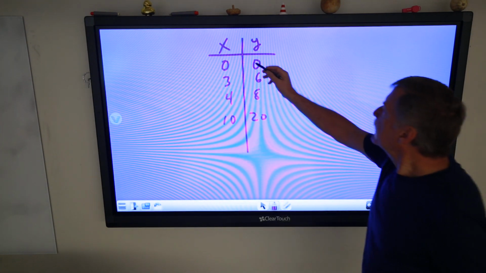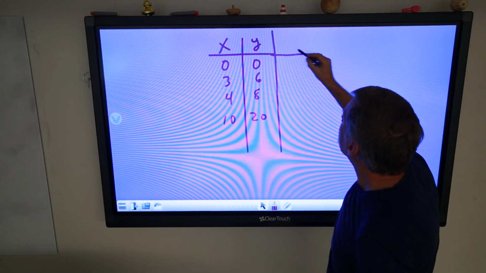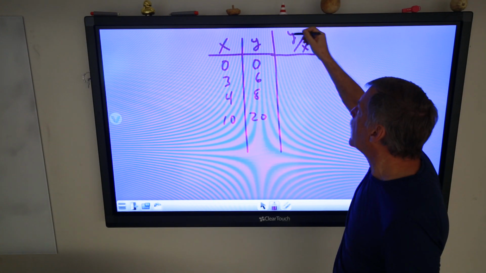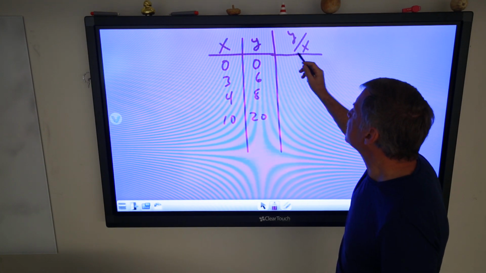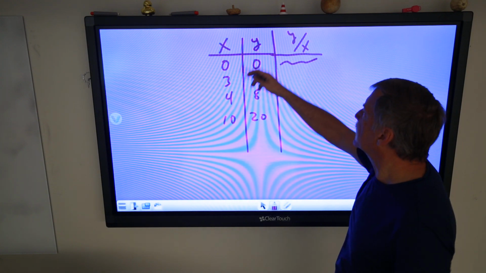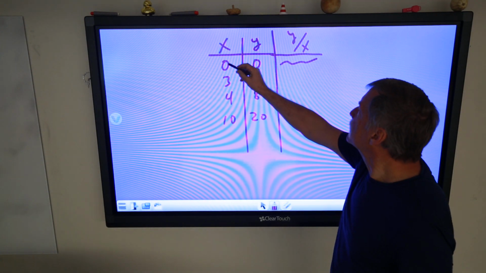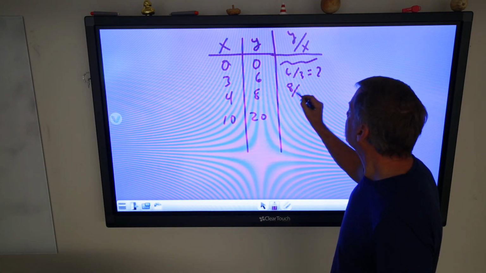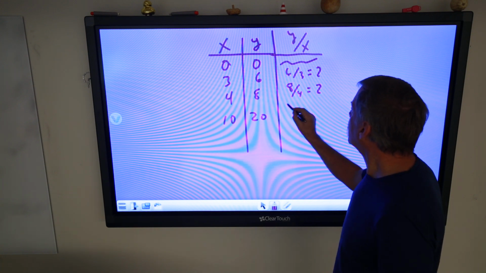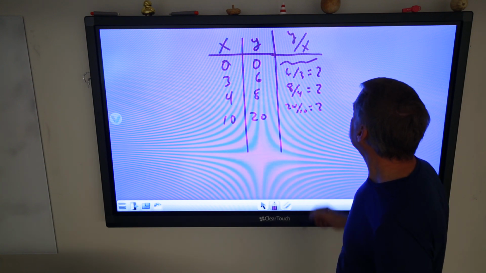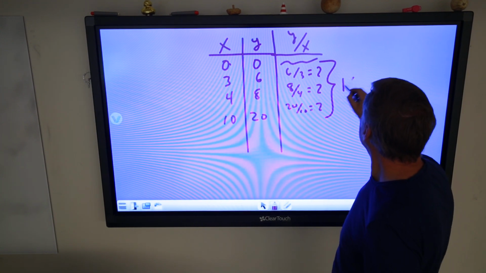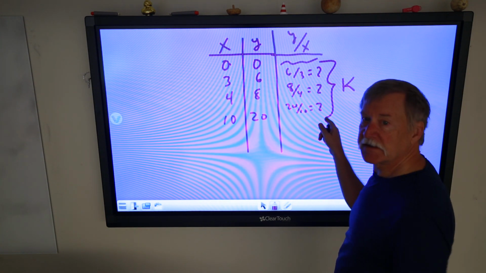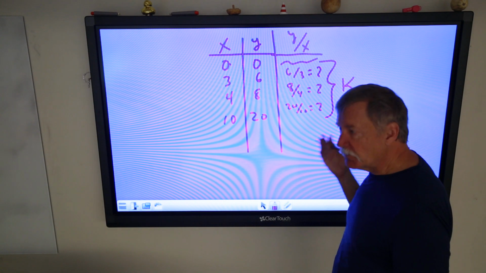So for example here, we do y divided by x, and be careful, don't mix those up. It's always y divided by x. 6 divided by 3 is 2. 8 divided by 4, what do you know, is 2. 20 divided by 10 is 2. And that means we say that 2 is that constant factor. If these numbers don't divide that way and always make the same number, then it's not a proportional relationship.